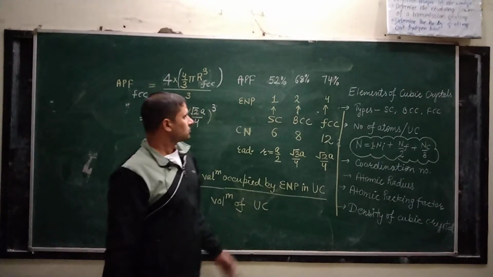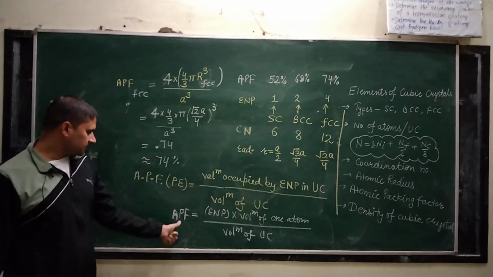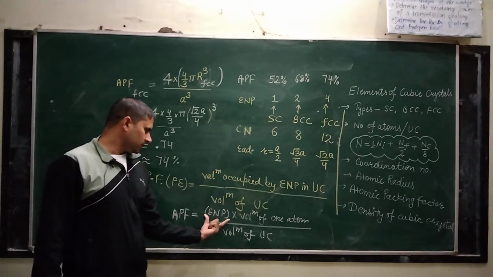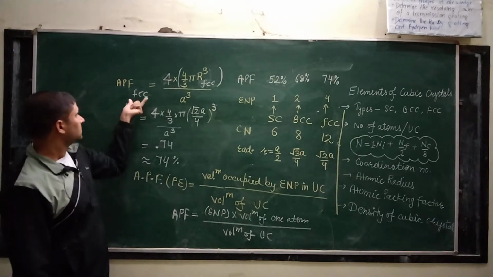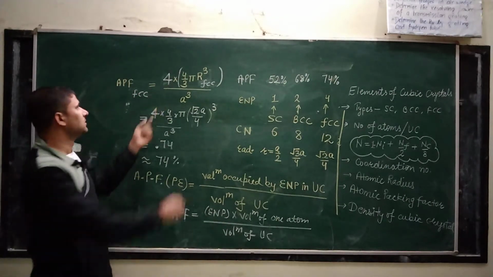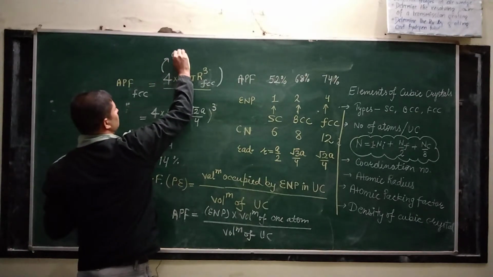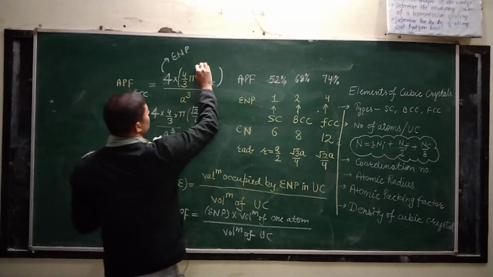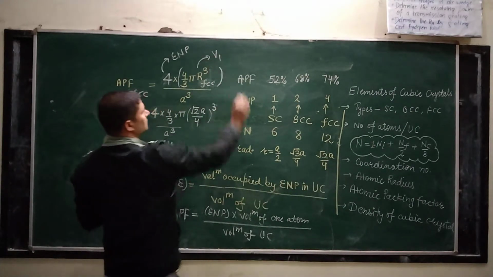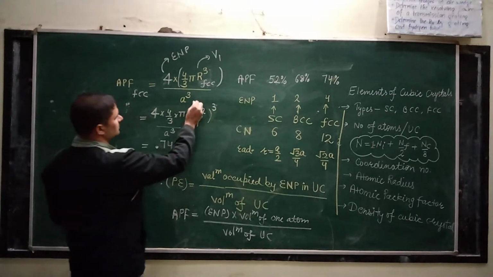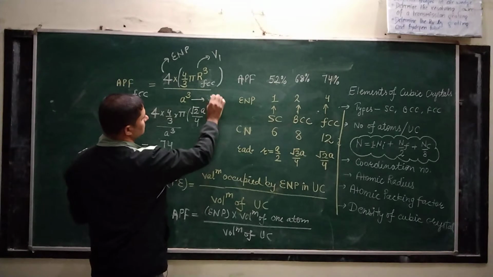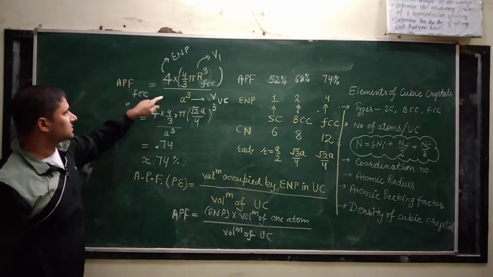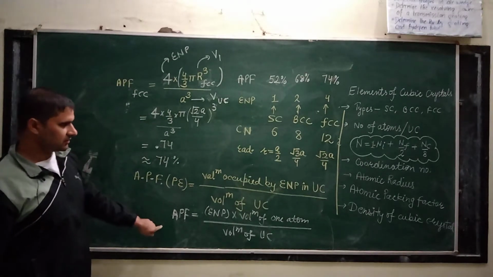Okay class, so class, atomic packing fraction can be written as the effective number of particles. As you can see here, in FCC the effective number of particles is 4. This is the effective number of particles in FCC, and this is the volume of one particle, and this is the volume of the UC, the unit cell, as a whole. So class, this is how you can find the atomic packing fraction.